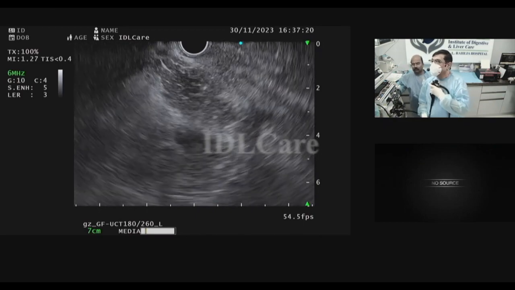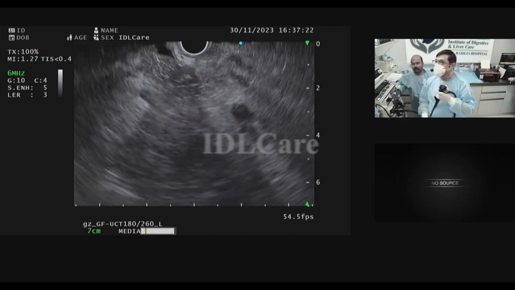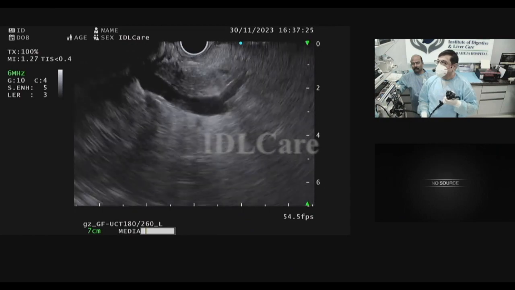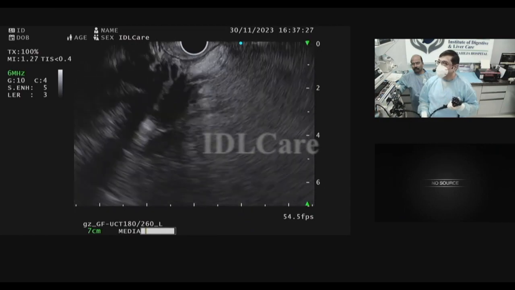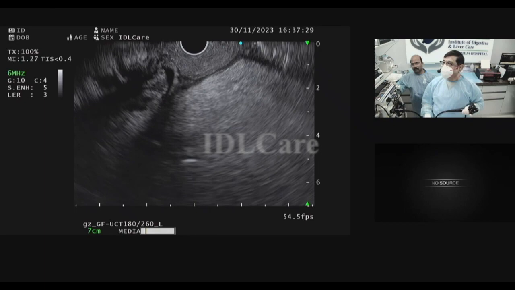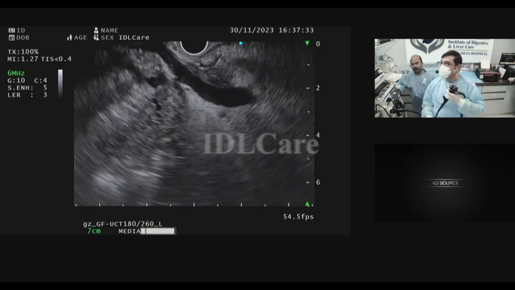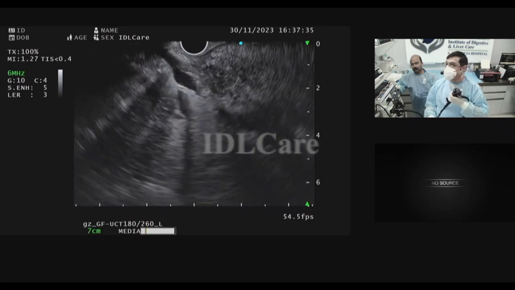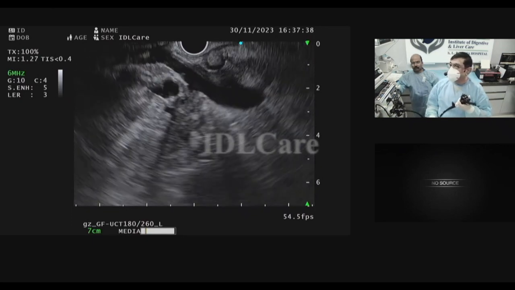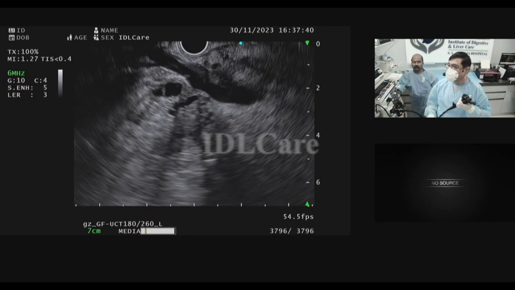So here you are seeing the head of the pancreas, the bile duct, and then the portal vein here. See this? There are some collaterals here. This is the neck, freeze. So here you have the neck of the pancreas. This is the cyst we aspirated. This is the pancreatic duct here. There doesn't appear to be any communication here.